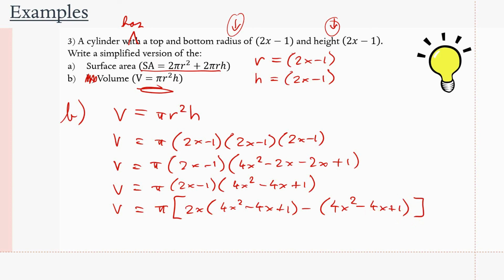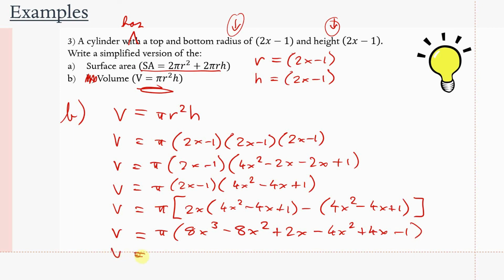Now let's get rid of these brackets first, inside brackets first. You can say that 2x times 4x squared equals 8x cubed. 2x times negative 4x is going to be negative 8x squared. 2x times positive 1 is going to be 2x. Now this negative is multiplied by this whole bracket, so we're just going to switch around the signs. Positive 4x squared is going to be negative 4x squared. Negative 4x is going to be positive 4x. Positive 1 is going to be negative 1.